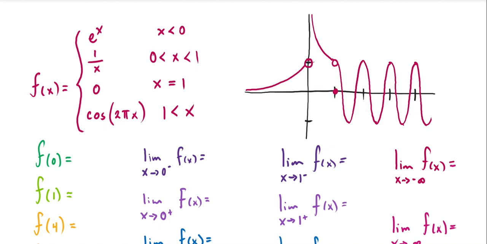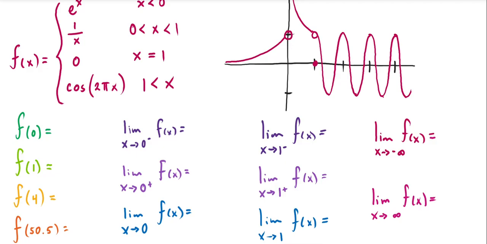Let's have a look at another piecewise function. This one is composed of a variety of elementary functions. When x is negative, we're going to look like e to the x. When x is between 0 and 1, we'll look like 1 over x. When x is equal to 1, we'll take on the value of 0. And when x is greater than 1, we're going to look like cosine of 2 pi x.